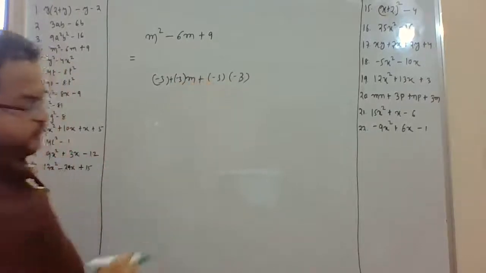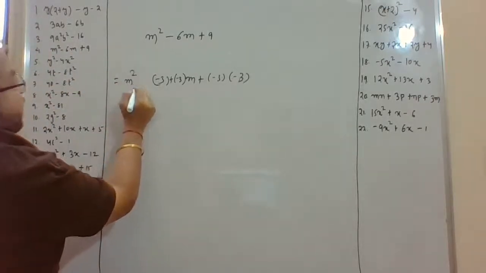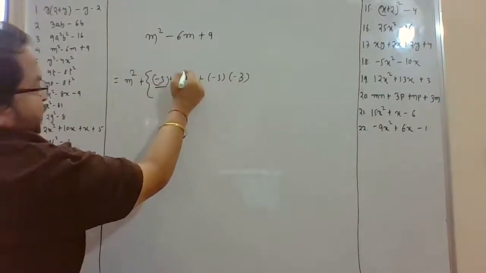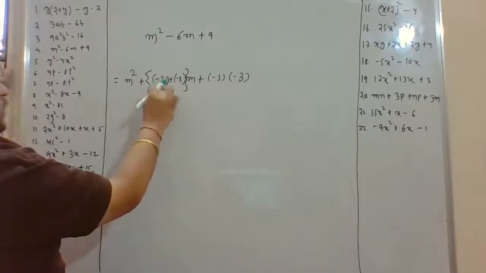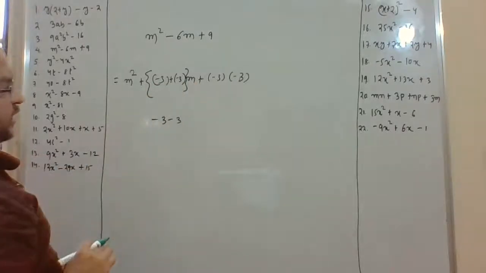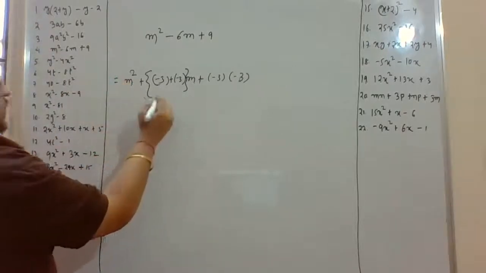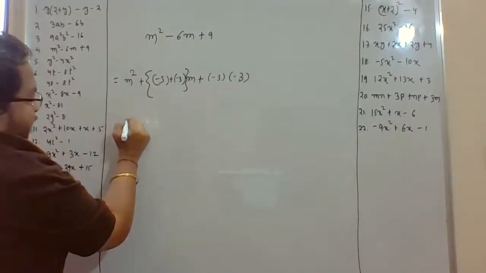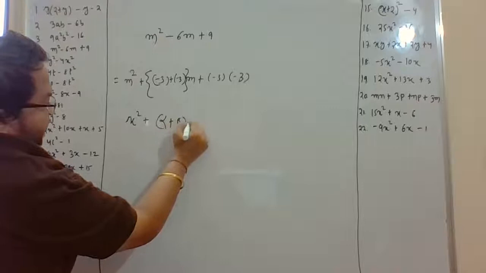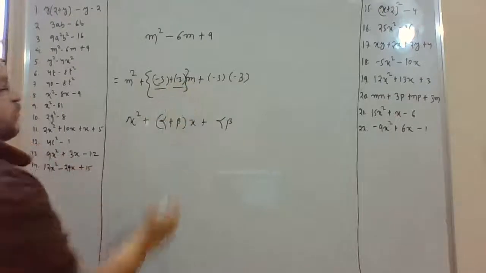right? If you see here, this expression can be rewritten as m squared plus, I'll put curly braces here rather, minus 3, I could have written minus 3 minus 3. So just to show it perfectly in the formula style, I have written minus of 3 plus minus of 3. So it can be expressed as x squared plus alpha plus beta into x plus alpha beta. So this is your alpha, minus 3. This is your beta, minus 3.